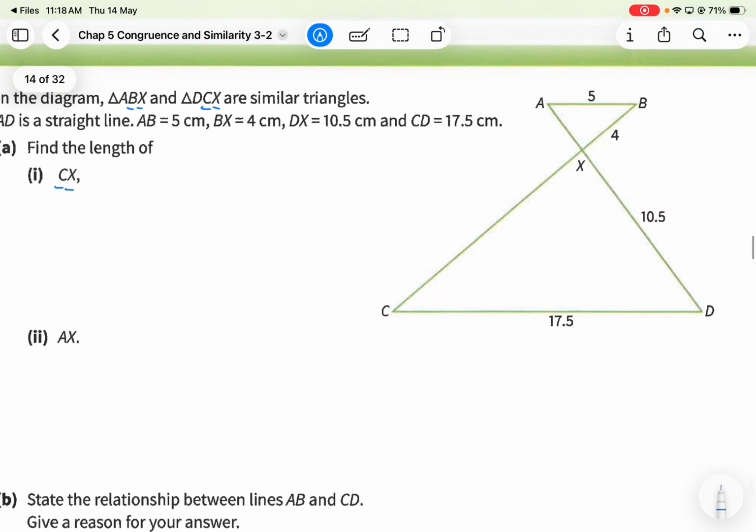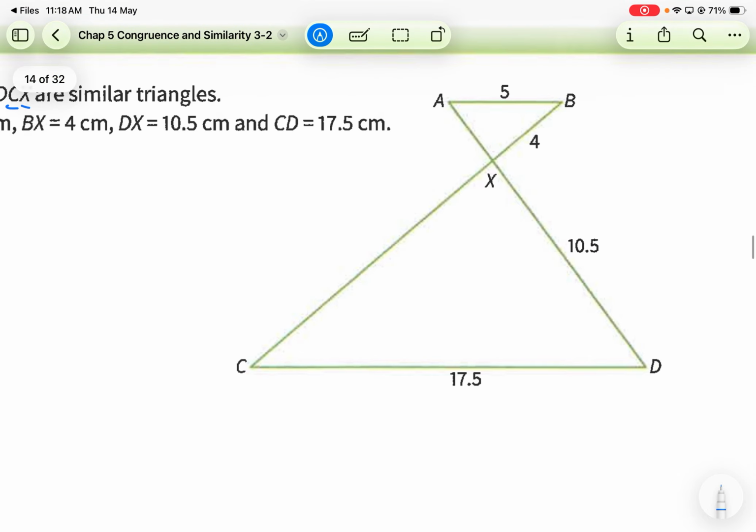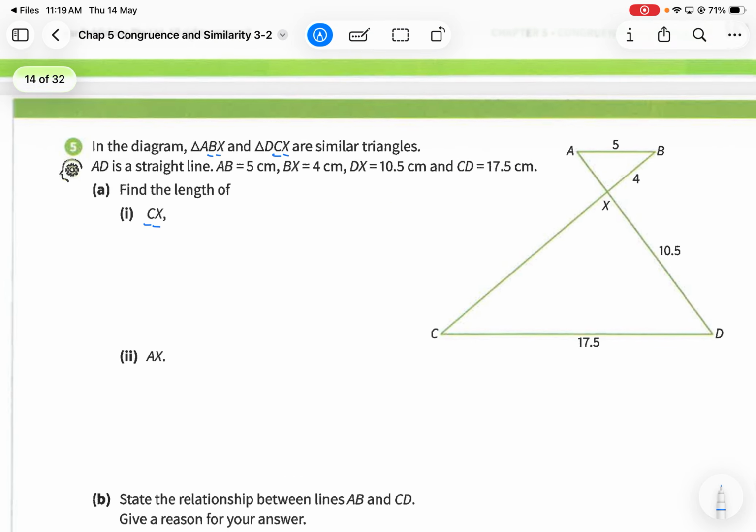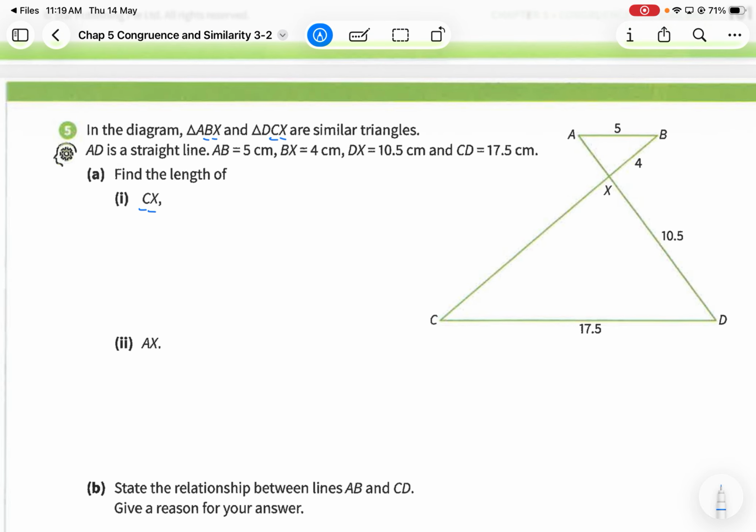Okay? So if we look, that means CX corresponds to these four. So if they correspond to each other, if I divide CX by 4, it will also give me the scale factor. So the scale factor of CX over BX must be the same as CD over AB, because they are similar triangles, all the corresponding sides will give you the same scale factor.